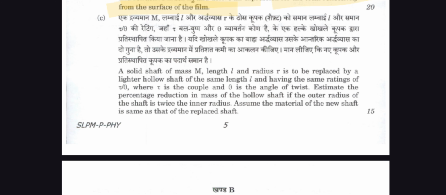Question number C. A solid shaft of mass m, length l and radius r is to be replaced by a light hollow shaft of the same length l and having the same rating of torque per theta, where torque is the couple and theta is the angle of twist. Estimate the percentage reduction in the mass of the hollow shaft, if the outer radius of the shaft is twice the inner radius. Assume the material of the new shaft is the same as the replaced shaft.